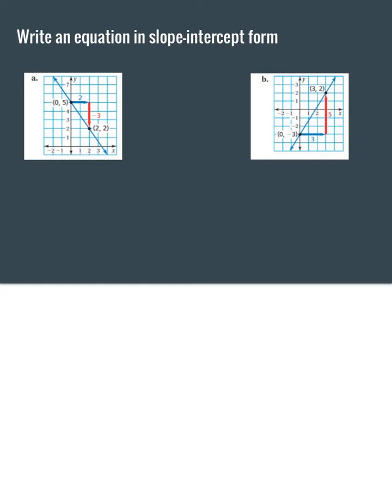So let's try something similar for these two. We're going to write an equation of the line in slope-intercept form. Again, remember slope-intercept form is just y equals mx plus b. So we're going to start by identifying the m and the b.